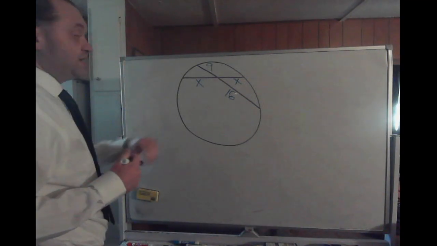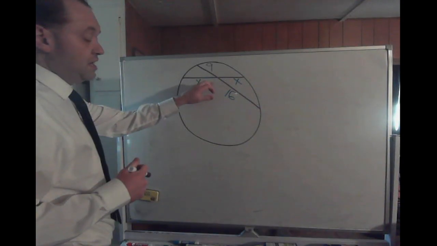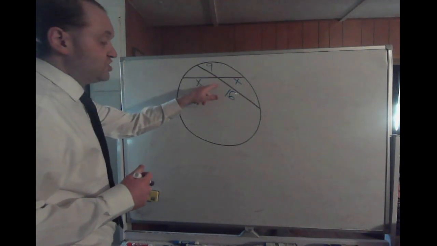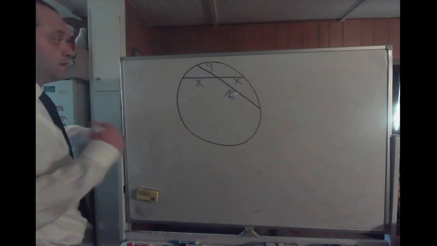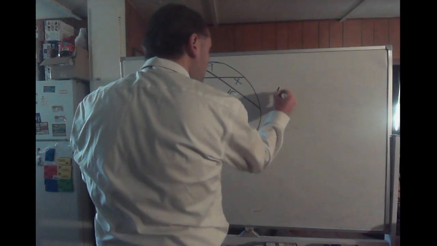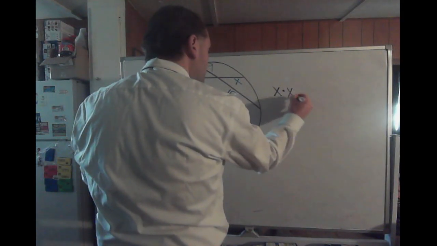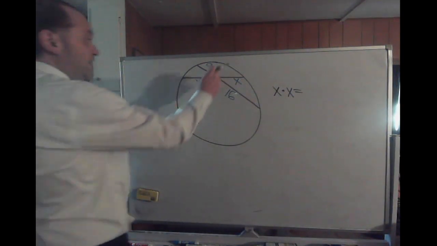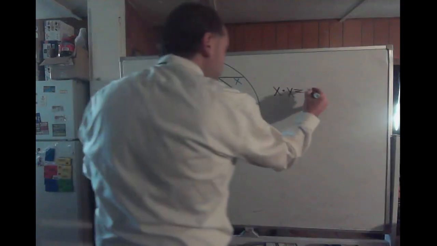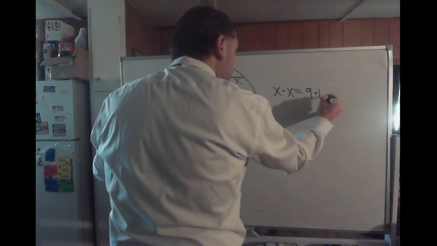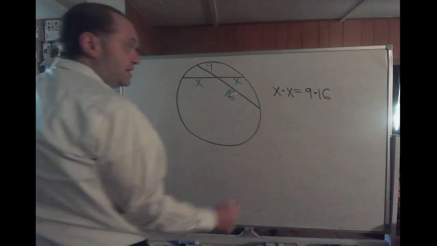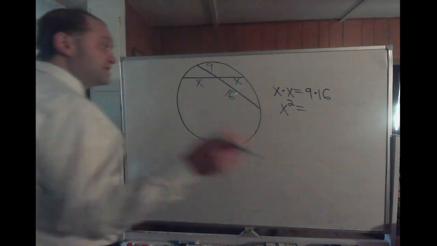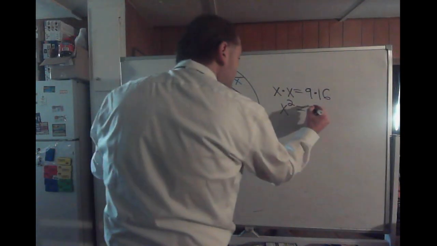So this tells you that it's the product of the lengths of each segment of one chord, which would be X times X. We'll start with that. X times X would be equal to the product of the lengths of the segments of the other chord, which would be 9 times 16. Let's simplify that. X times X is X to the second power. Then what is 16 times 9? That's 144.